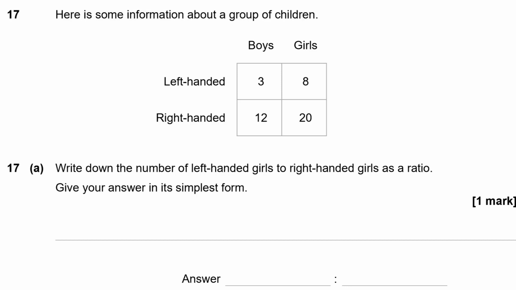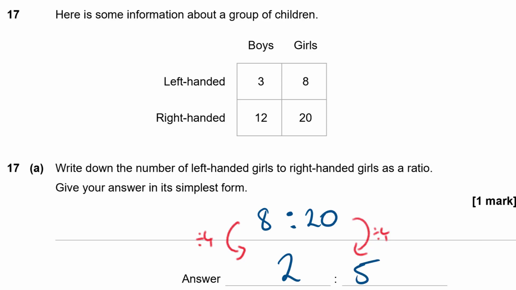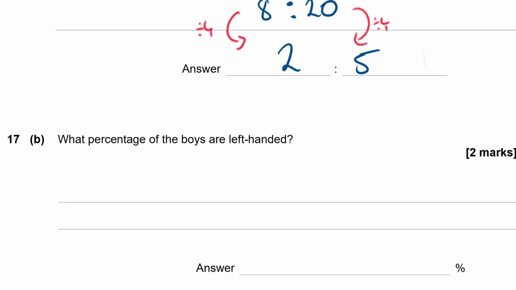Left-handed girls to right-handed girls, then, is going to be 8 to 20. Can we cancel that down at all? Factors of 8 are 1, 2, 4, and 8. Factors of 20 are 1, 2, 4, 5, 10, and 20. So I think we can divide both of those numbers by 4, can't we? So dividing by 4, I should get a ratio of 2 to 5 in its lowest form. Part B.